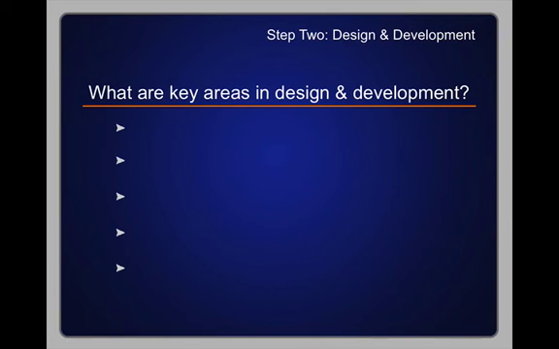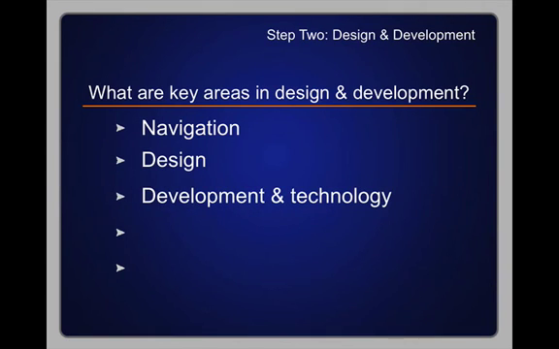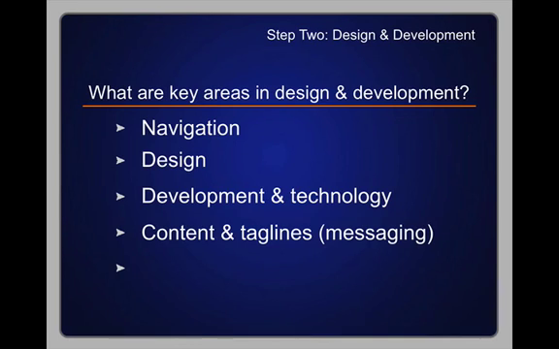So there are 5 key areas of design and development that we're going to review in detail in these videos. The first one is navigation. The second is the design, which is the graphics, the color, and the way the site looks. The third is the development and technology of the site, which is the platform it sits on, the hosting, whether it's an e-commerce site, a database, or a CMS website. We'll also take a look at content and taglines. Extremely important part of websites.